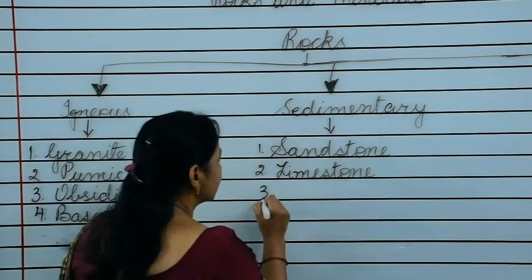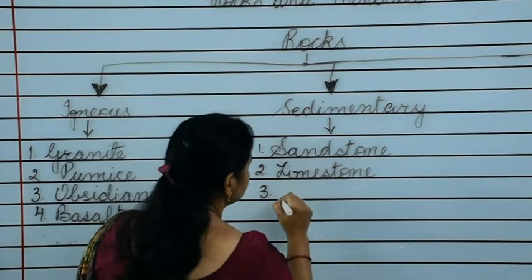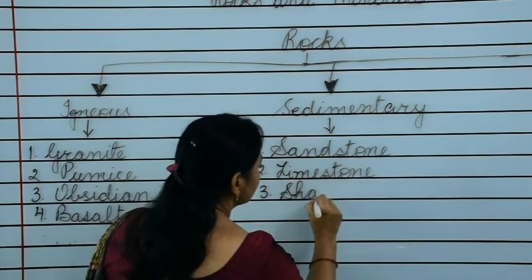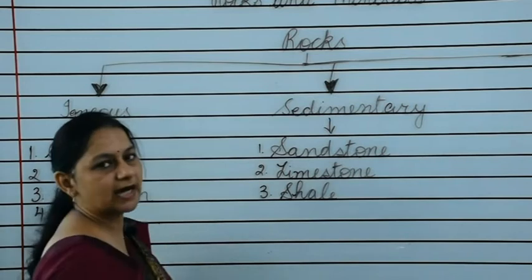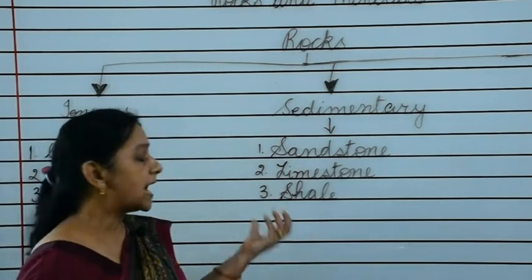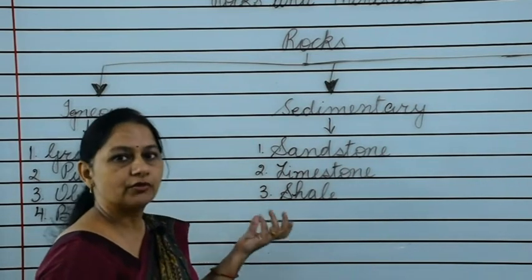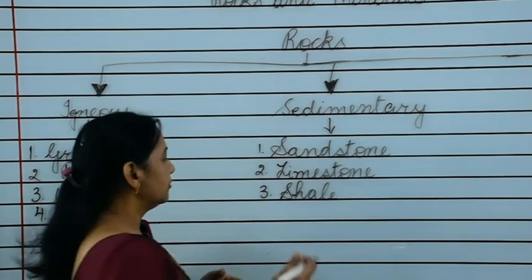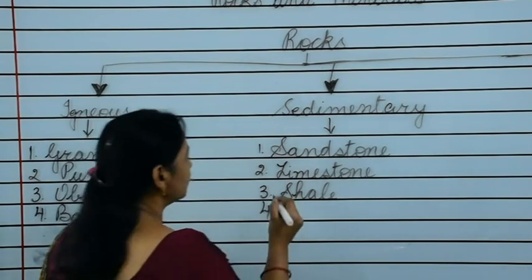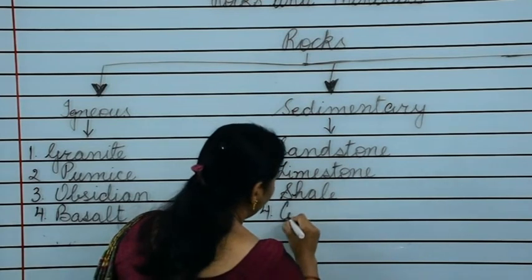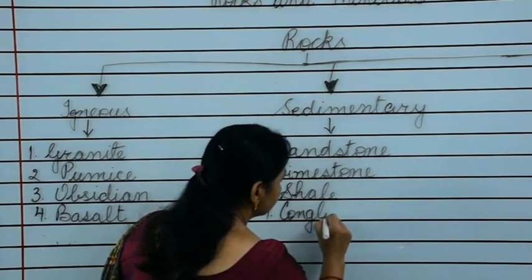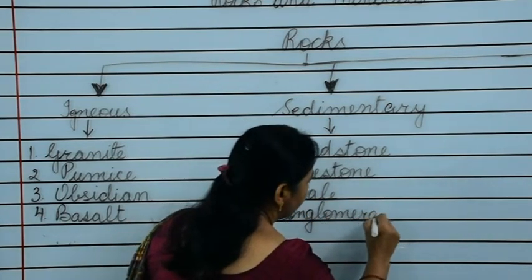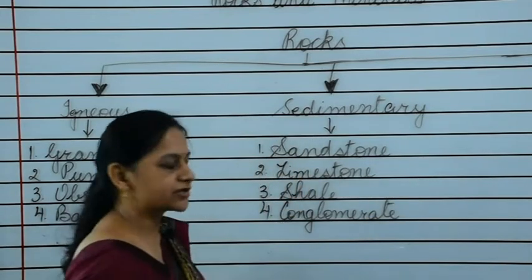The third one is shale. Shale is a dark colored rock and it is used to make tiles and bricks. The fourth one is conglomerate. It is again used for construction work.